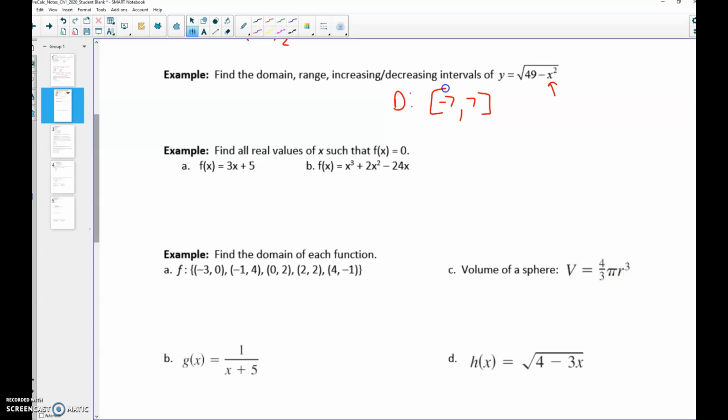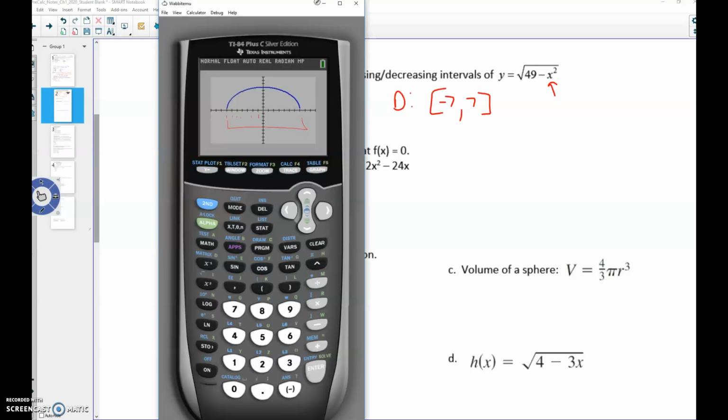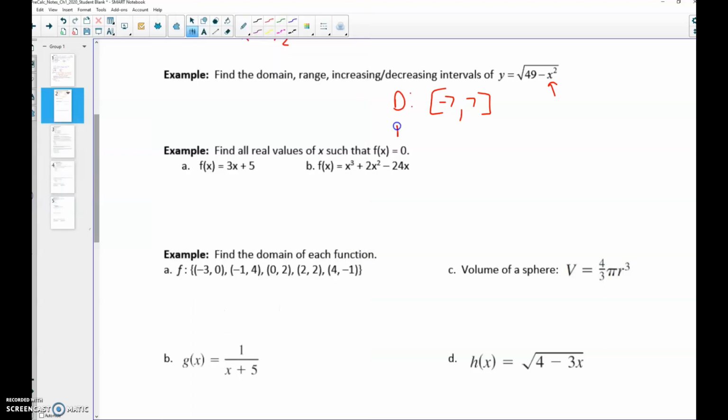And then you go back to that calculator. Your range is going to be from here to here. So 1, 2, 3, 4, 5, 6, 7 also. So my range is from 0 to 7.